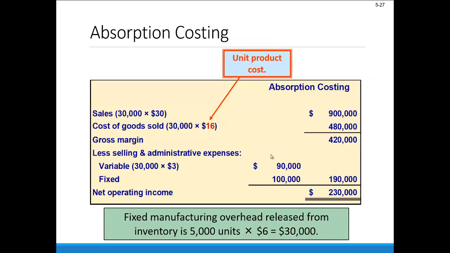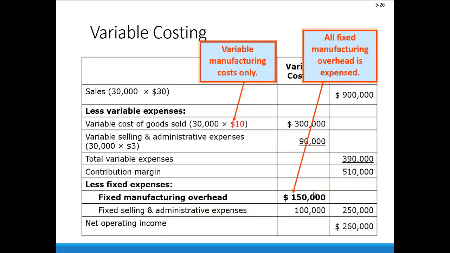Now under absorption costing, we've got the same sales of 900,000. Cost of goods sold is the 30,000 units we sold at the $16 unit product cost for absorption costing, leaving us gross margin of 420,000. And then we've got those selling and admin expenses, variable at 90,000, fixed at 100,000 to get to net income of 230,000.